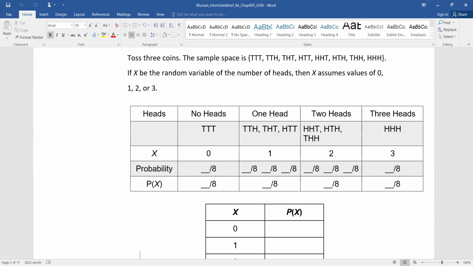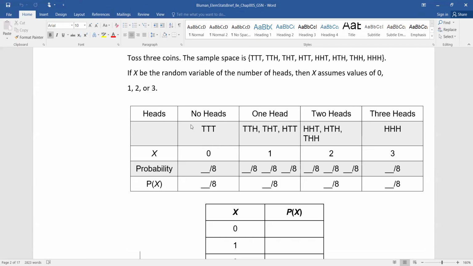If X is the random variable of the number of heads, then X assumes values of 0, 1, 2, or 3. So basically, X is the random variable of landing on heads. You can land on heads 0 times, 1 time, 2 times, or 3 times. No heads is 0, 1 head is 1, 2 heads is 2, 3 heads is 3. So these are the options that you can get.